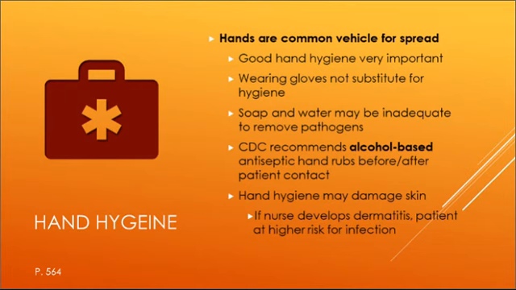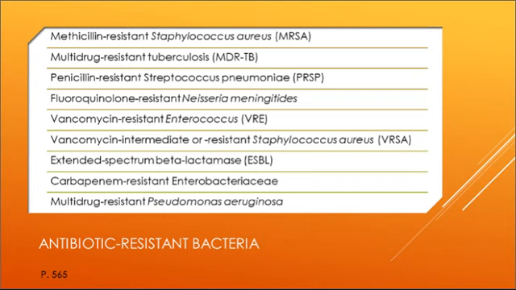Okay, hands are a common vehicle for spread. So hand hygiene is the number one way to decrease spread of infection. CDC recommends alcohol-based antiseptic rubs before and after patient contact. Yes, you use gloves, but that still does not eliminate the need for hand hygiene. Hand hygiene is the number one way to prevent spread of infection.